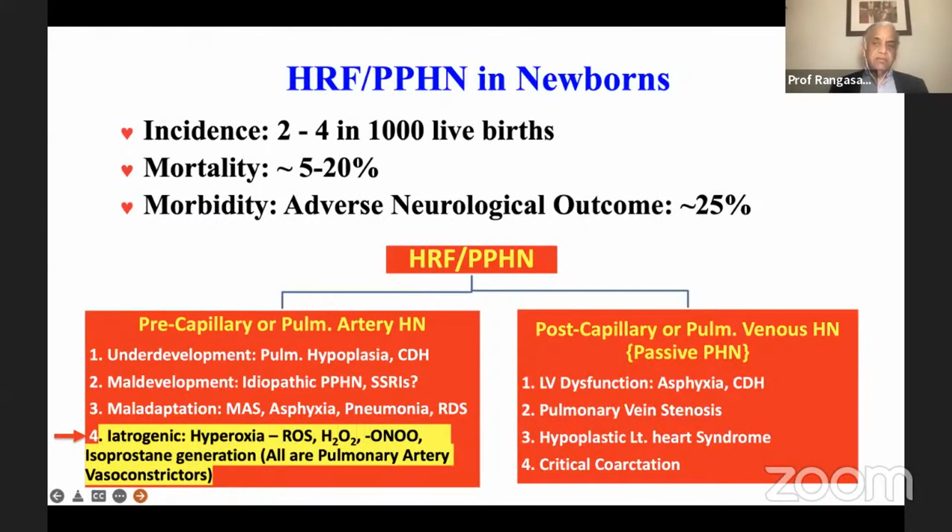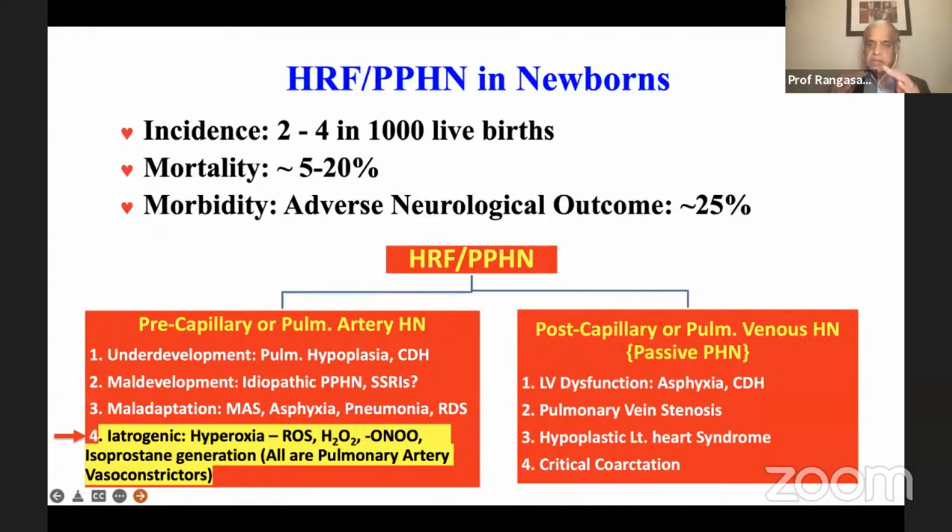So let's talk about hypoxemic respiratory failure and or PPHN in newborn babies. The overall incidence is somewhere between 2 to 4 per thousand, sometimes 2 to 6 per thousand. The problem with this disease is its high mortality, 5 to 20%. And if the babies survive, they have a much higher incidence of adverse neurological outcome, 25 to 35% in some studies. Before I move on further, I want you to think about two things.